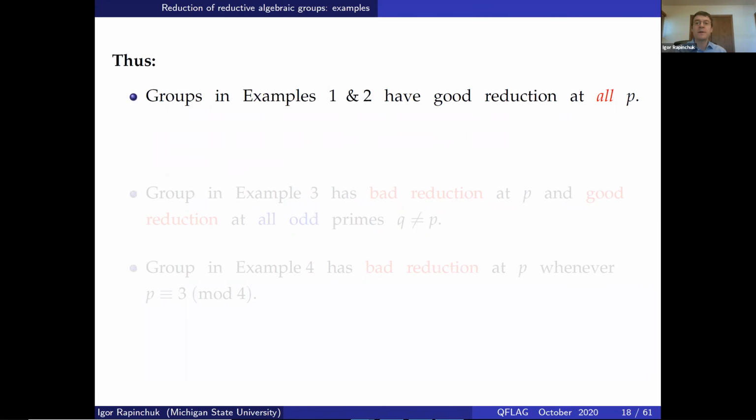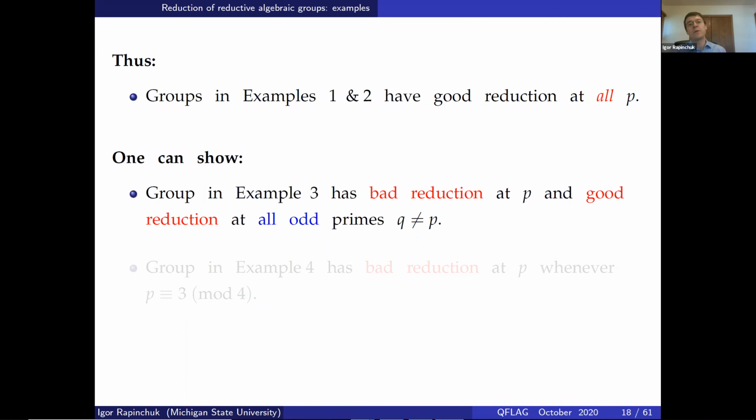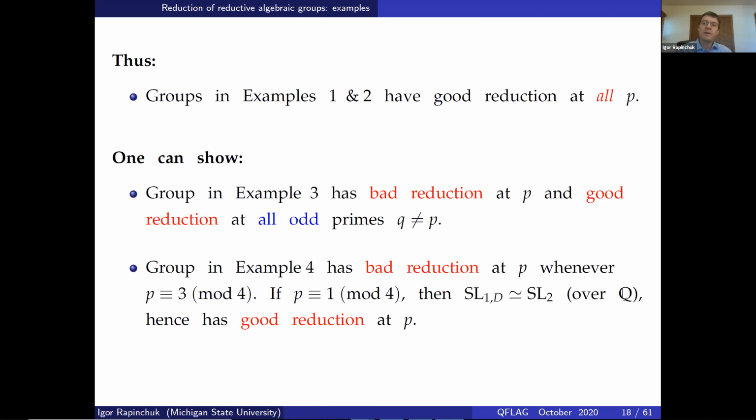Okay, so with this definition, it's clear that the groups SL_N and the split tori have good reduction at all primes P. On the other hand, in the third and fourth examples, the situation is somewhat more delicate. As our computation suggests, the norm torus that we considered does indeed have bad reduction at P and good reduction at all other odd primes Q not equal to P. On the other hand, the group SL_1(D) has bad reduction whenever P is congruent to 3 mod 4. But if P is congruent to 1 mod 4, then our algebra is actually split. So our group is isomorphic to SL_2, and hence in particular has good reduction at P.